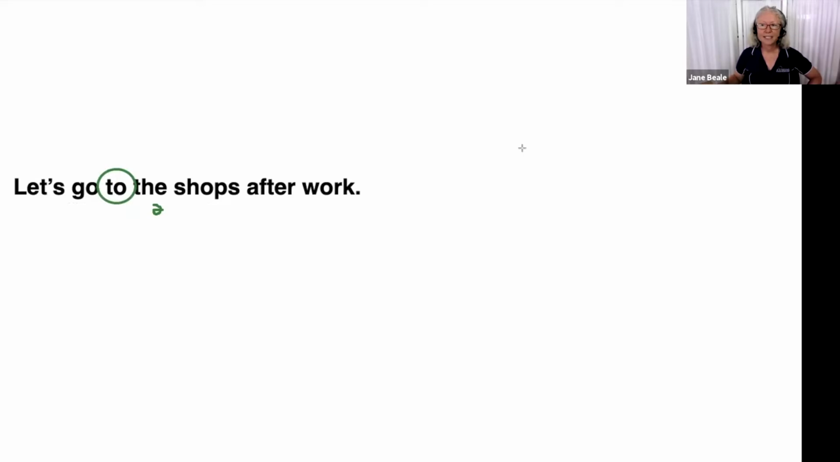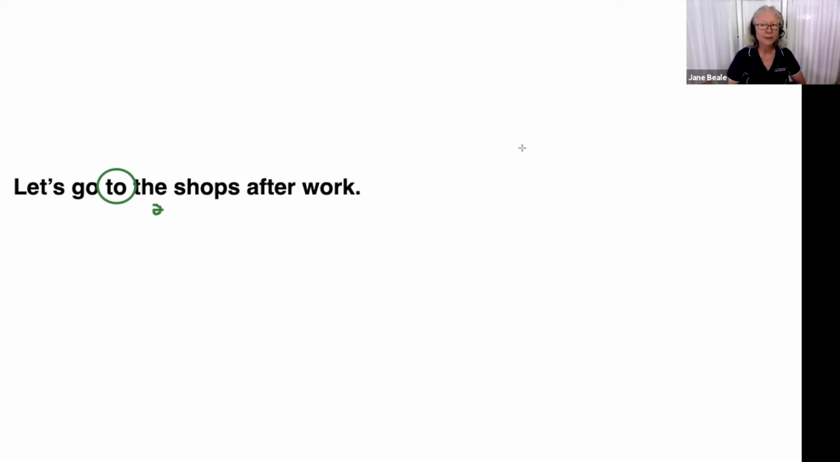So listen to me say this quite sort of methodically in a correct way. Let's go to the shops after work. Let's go to the shops after work. That might be what we'd say to a 4-year-old. Oh, you've been such a good girl. Let's go to the shops after work. But what if it was to your mate?